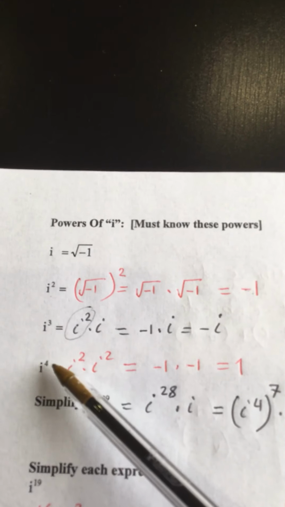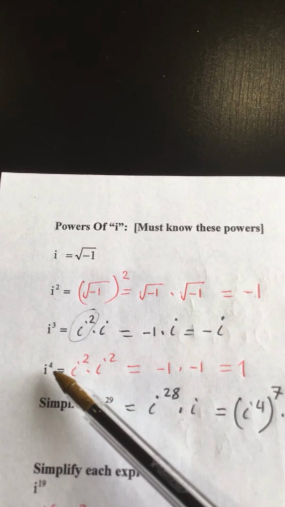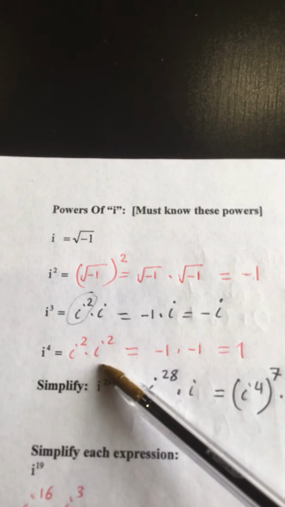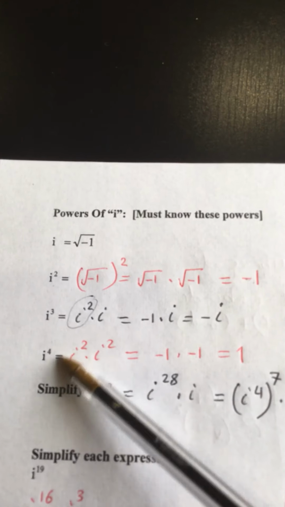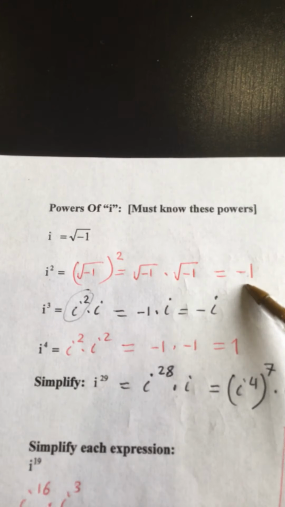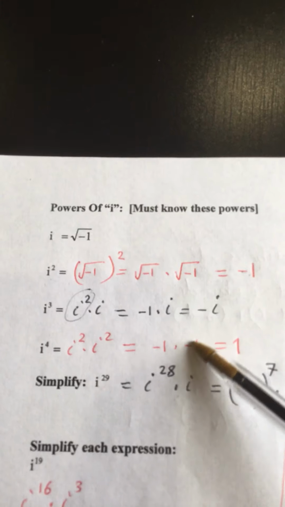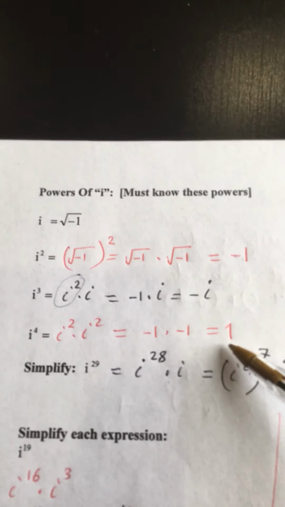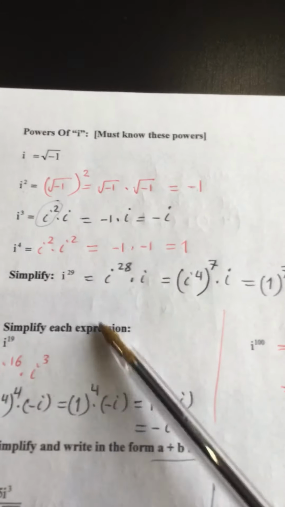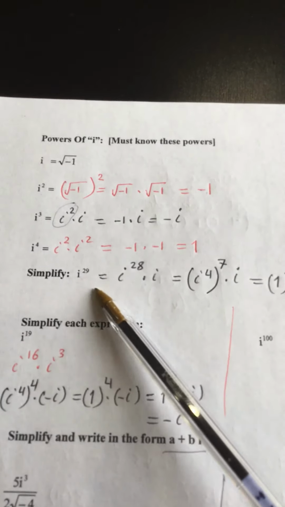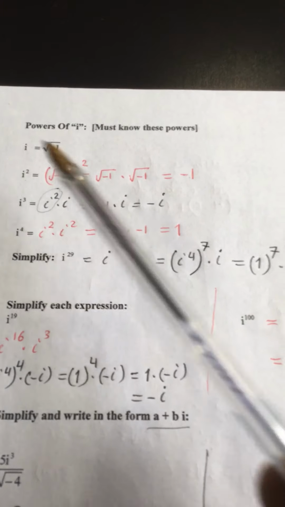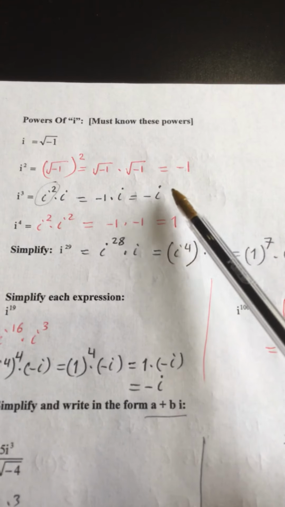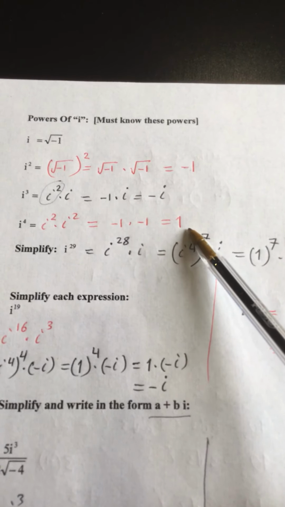If I need i to the power 4, i to the power 4 is i squared times i squared. Now substitute: i squared is negative 1. So negative 1 times negative 1 is positive 1. So now, if we need to simplify i to any power, the answer is one of these four: i, or negative 1, or negative i, or positive 1.